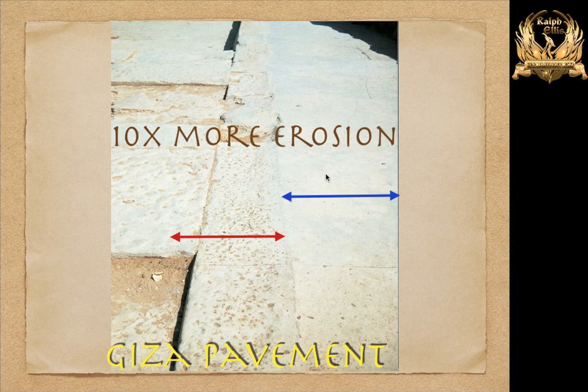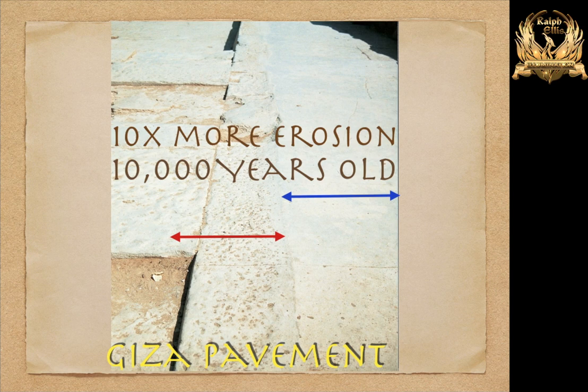But the thing is, we know when this side started eroding, the blue side, the right side. That was about 1,000 years ago. And if there's 10 times more erosion on the left, then we could say the Great Pyramid must be at least 10,000 years old. Much older than is classically given for the date for the Great Pyramid. So at least 10,000 years old, based on the amount of erosion of the pavement upon which it is sitting.